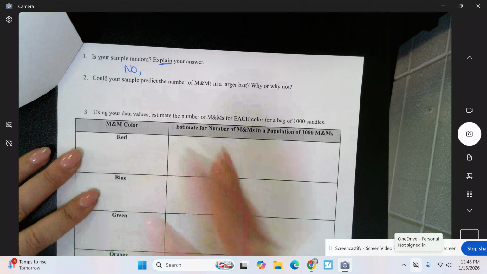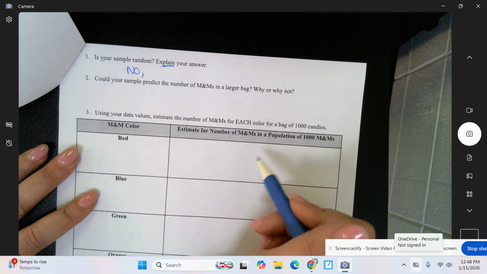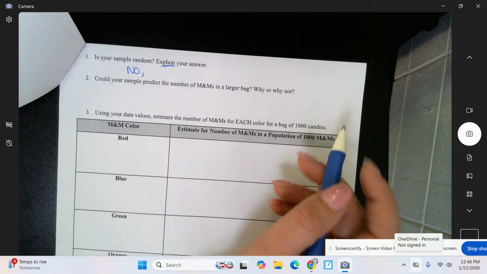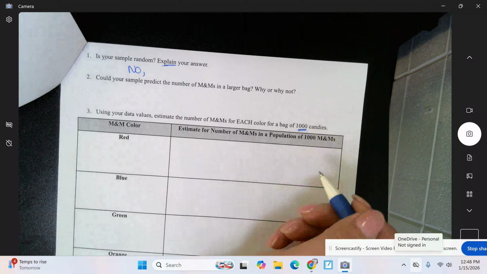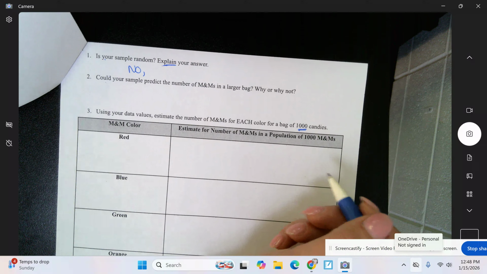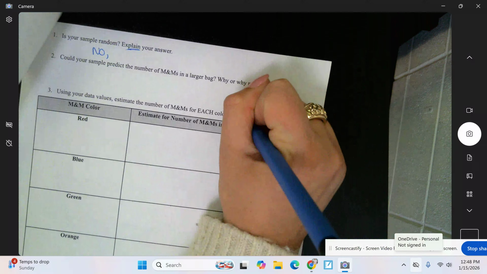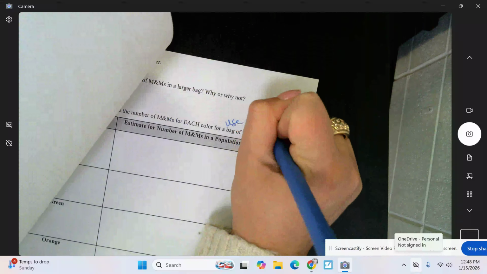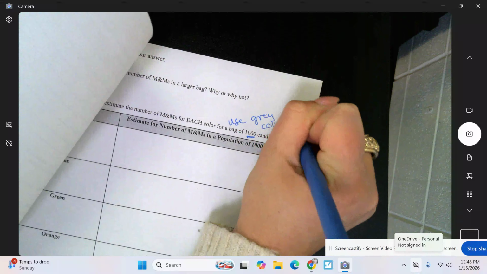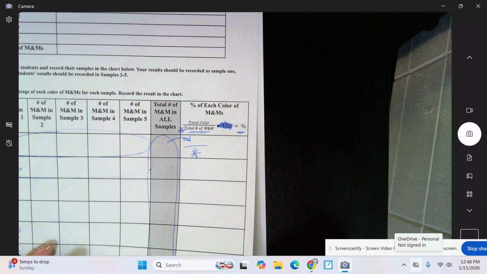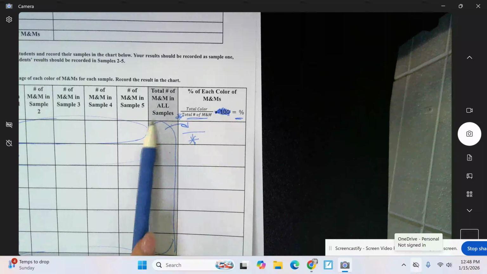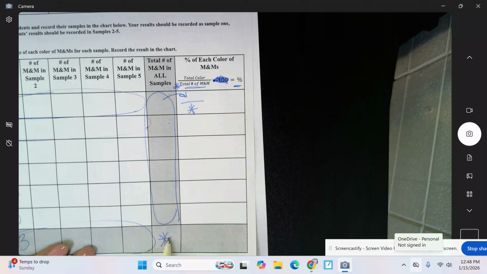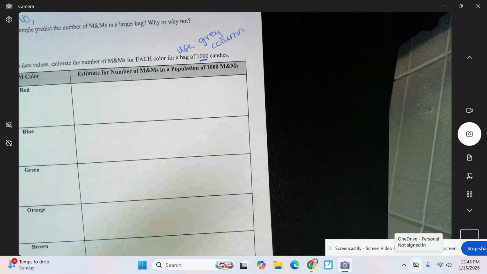You are trying to decide, okay, I know I have this much in my sample, so how much would there be if there's 1,000 M&Ms? You're going to use the gray column right here to figure that out. How many reds out of the total? What strategy have we been using to predict that? Well, no, we're not asking for a percent. We're just asking for a number.